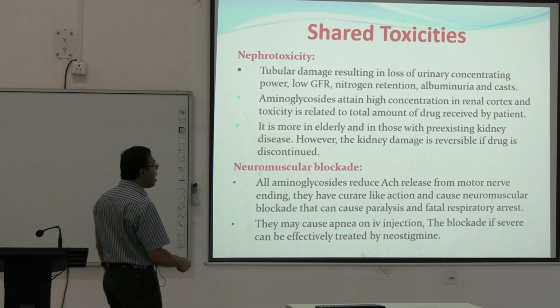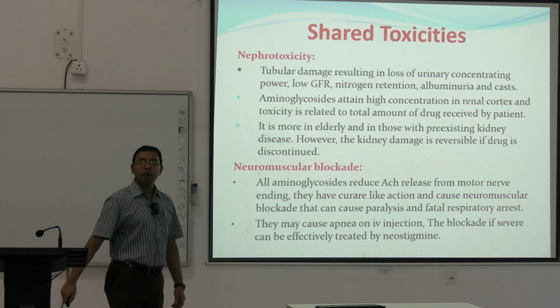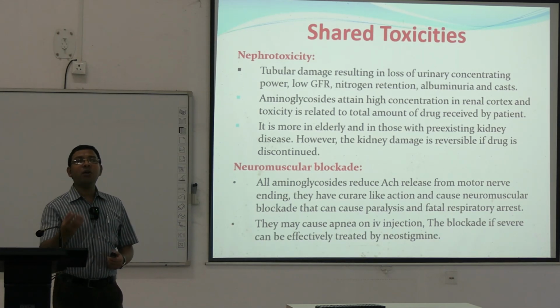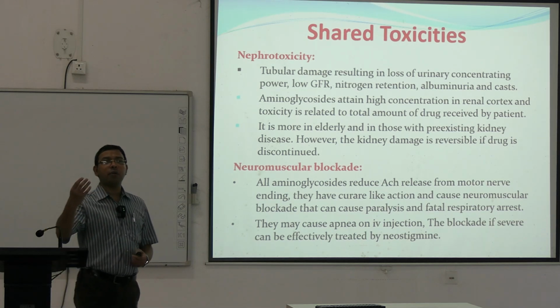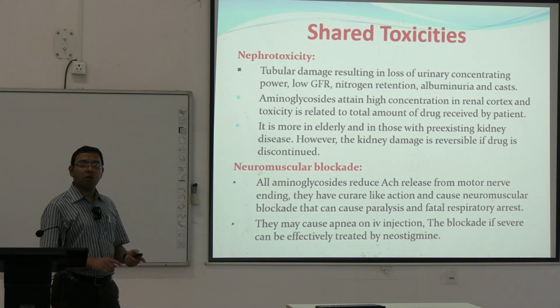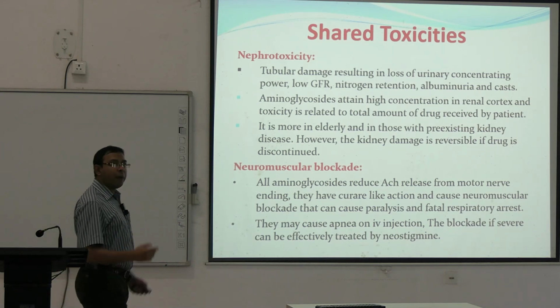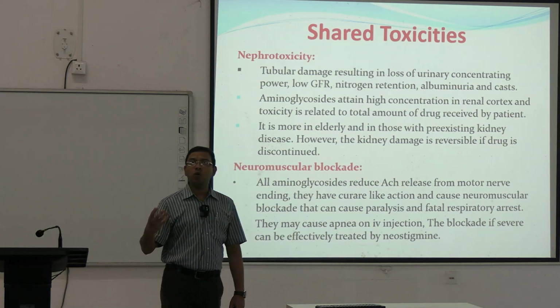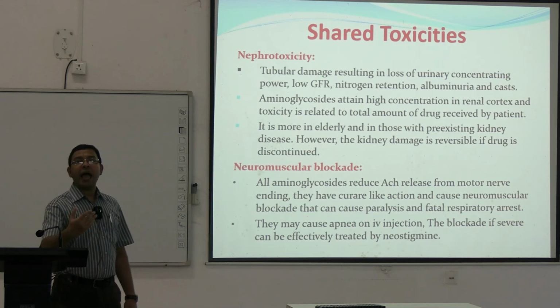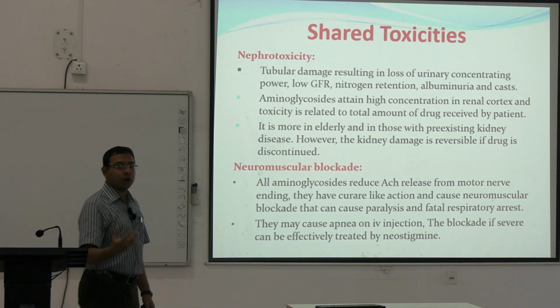The blockade, if severe, can be effectively treated by neostigmine. Neostigmine is the antidote if neuromuscular blockade poisoning happens. Again, neostigmine can be used here also. So if we are using some aminoglycosides and there is some neuromuscular blockade, we can use neostigmine to reverse the actions of this neuromuscular blockade. Okay.